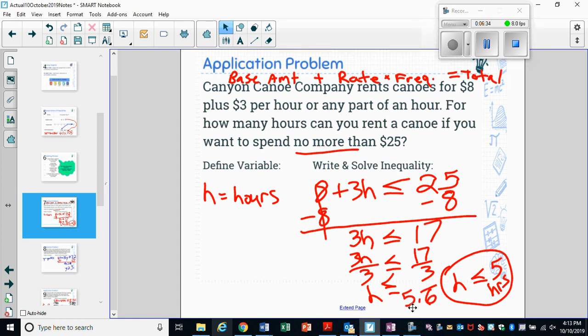Now, what we need to do, since we can't use partial hours, is go with rounding down only, back to 5 hours. Because if we tried 6 hours, then it turns out we would have been spending more money. So we can't go more than 5 hours. Otherwise, we'd be spending more than $25.